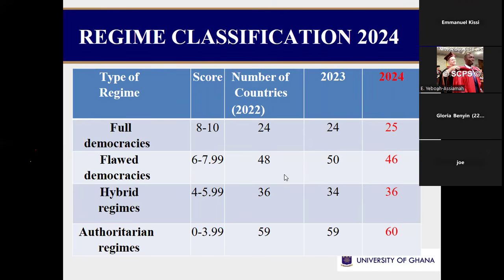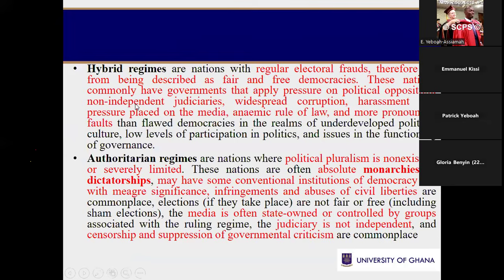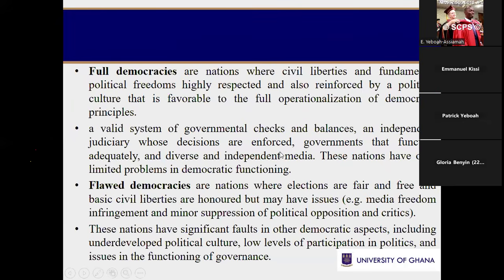Yes, Kisi. I said, does it mean those with full democracies don't have any flaw? They have some flaws. That is why the score is from 8 to 10. If you have 8, it means you are not perfect. There are some flaws. For them, they have some shortfall, and these states have only limited problems in democratic function. Their problems are not widespread.